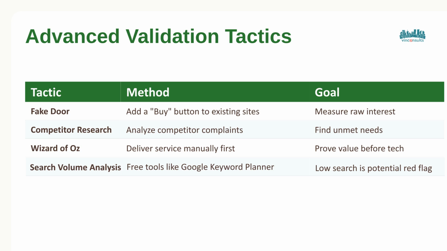There are advanced validation tactics, including the fake door test to measure raw interest. Add a feature button to an existing platform or website. See how many people click it? Shows interest without building anything.